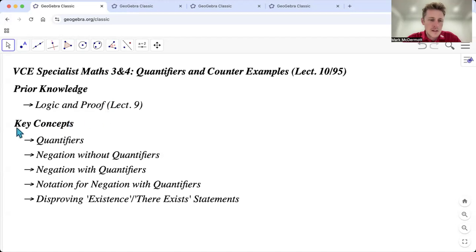The concepts that we're going to cover in this video are quantifiers, negation without quantifiers, negation with quantifiers, notation for negation with quantifiers, and disproving universal and there exists statements. As we'll talk about in a moment, for all and there exists statements are quantifiers. So let's jump into it and see if we can make some sense of things.